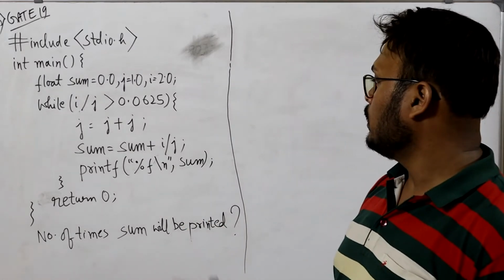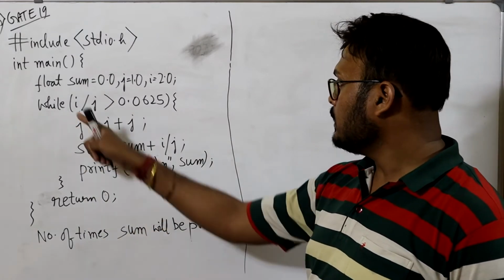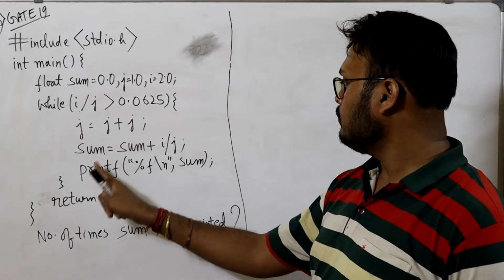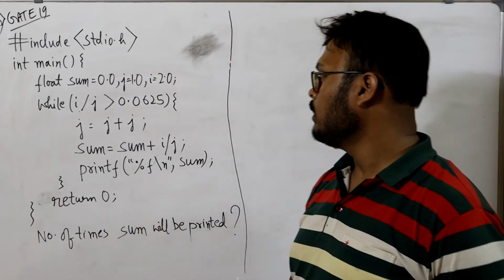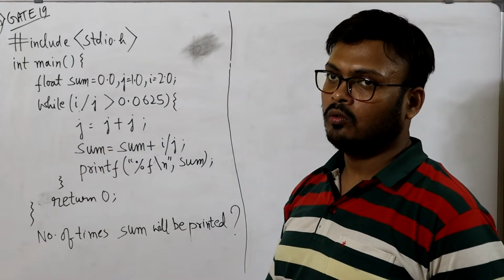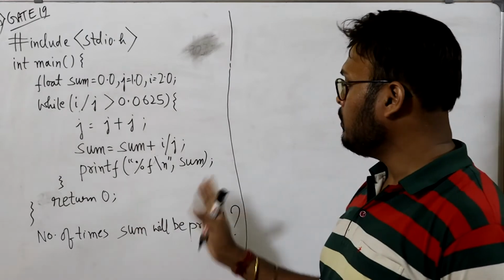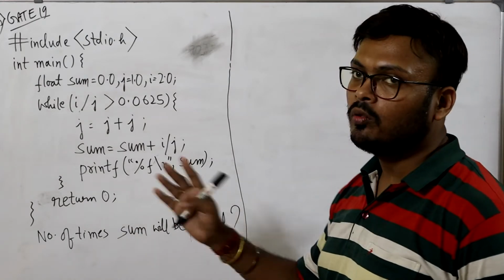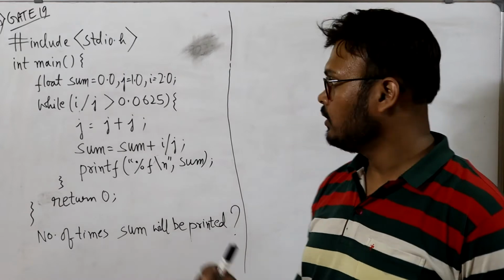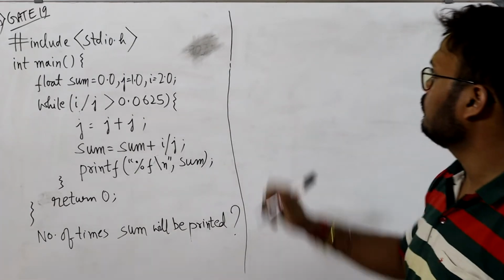So it means what? Here you can see a while loop is there, and inside the while loop, the value of sum is getting printed. It means you see how many times this while loop is running. This question may be asked like this: number of times the while loop is executed. Fine. So anyway, now we are going to solve this question.